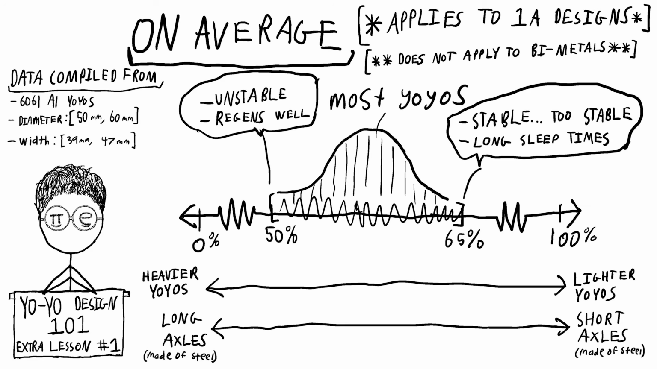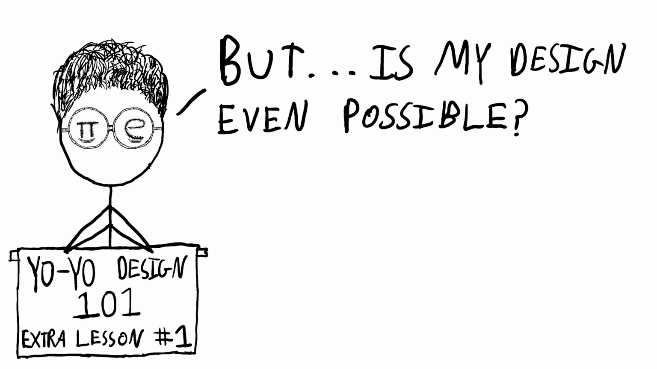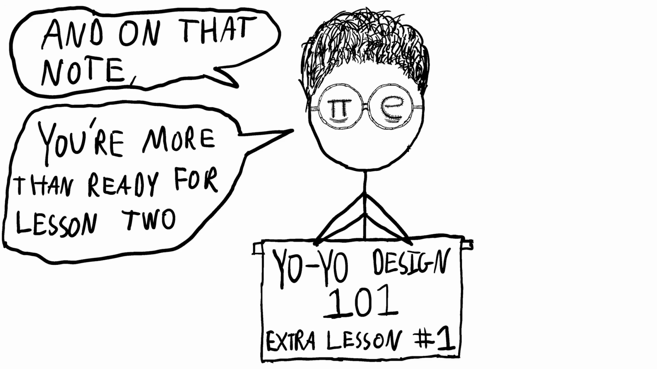So, we've just done something pretty cool here. Using these last few minutes of the video, you can effectively run a sanity check on your design mid-process to see how normal your designs are, but there is one massive train of thought whose rails we've arrived at: when yo-yo designs become impossible in real life. And on that note, you're more than ready for Lesson 2 on Design for Performance.